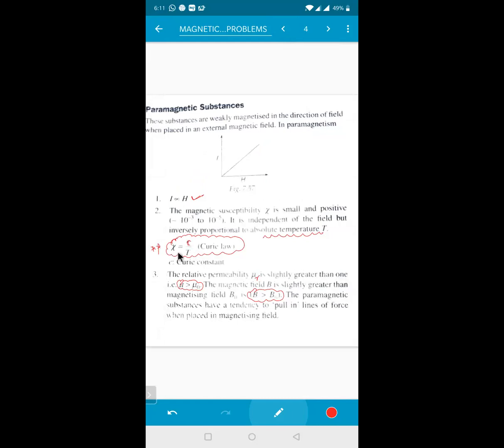So if the temperature is decreased, the susceptibility is increasing, because susceptibility is directly proportional to I, the intensity of magnetization, and inversely proportional to H. The intensity of magnetization is also increased. If the magnetization is increasing, that acts as a magnetic property of the magnetic material.